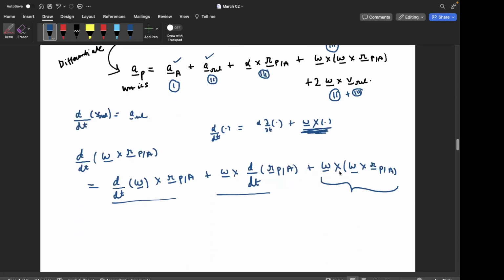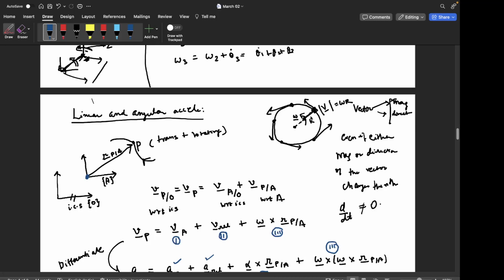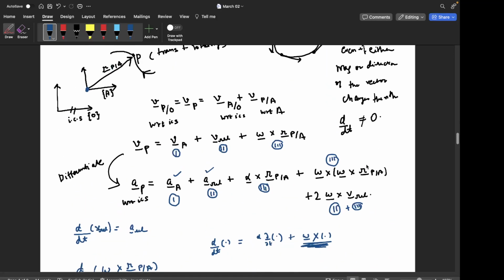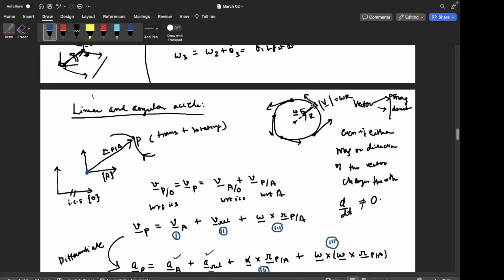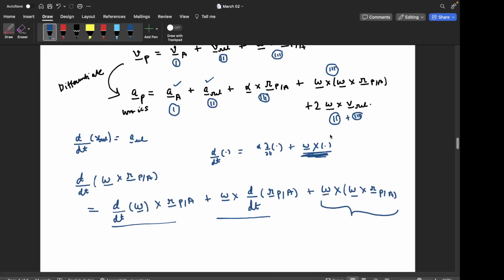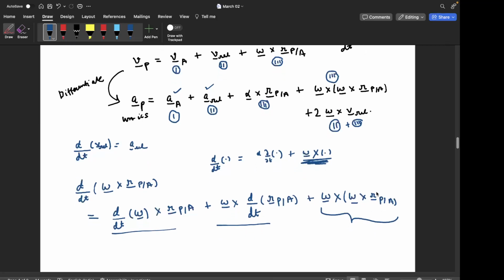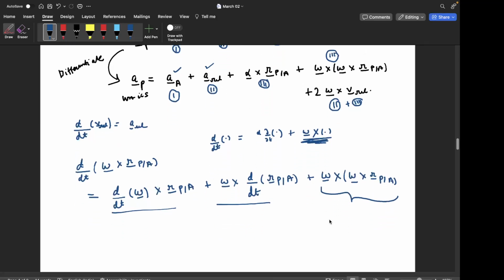If you were to see closely, in the planar case, this would result in an omega square r type of relation, right? And you know that centripetal acceleration is omega square r. So this is the centripetal term, you can call it. The velocity omega r, its magnitude is not changing, but its direction is changing. And what's the contribution due to that? That is given by this term.